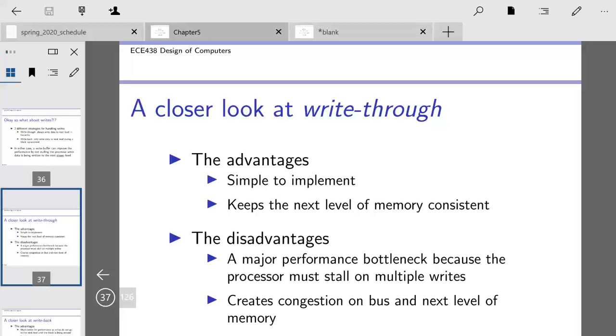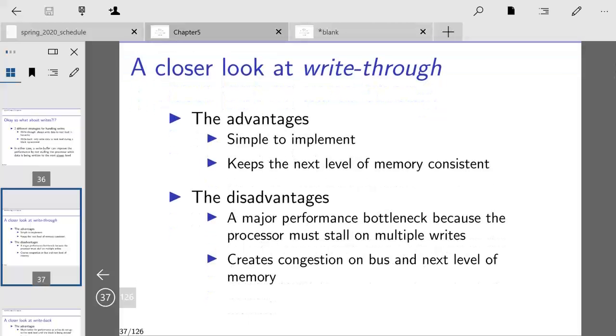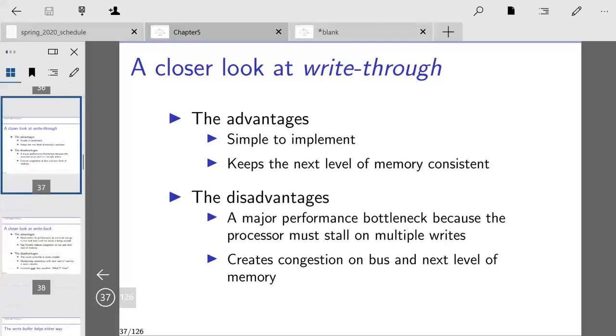So let's just recap about write through. The advantage is it's simple. It keeps the next level of memory consistent. That has to do with sharing memory. Disadvantage, a major performance bottleneck because the processor must stall on multiple writes and creates congestion on the bus in the next level of memory.